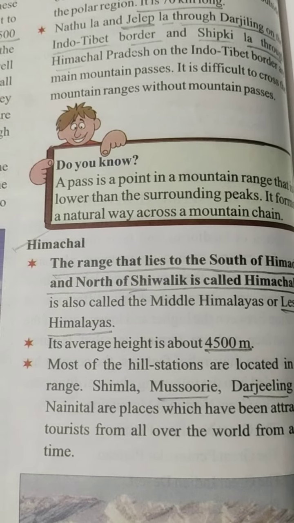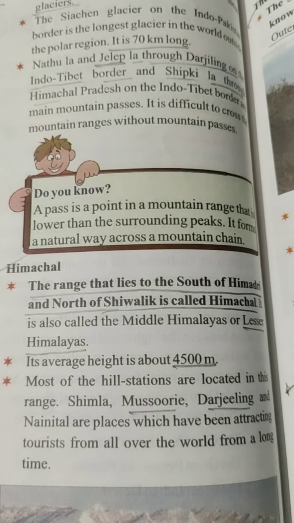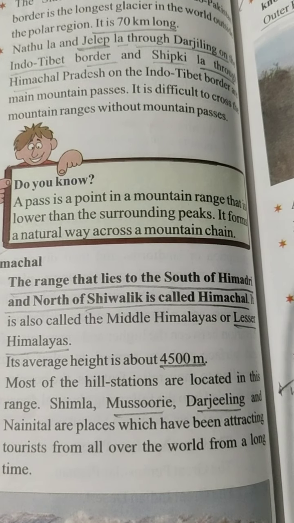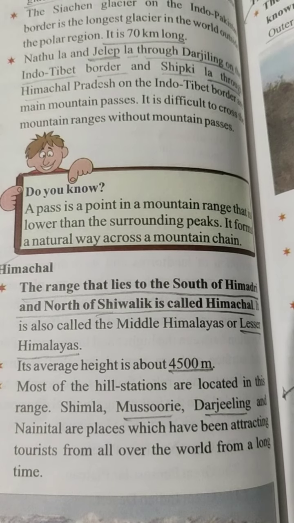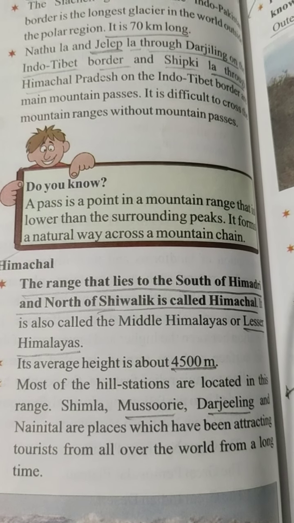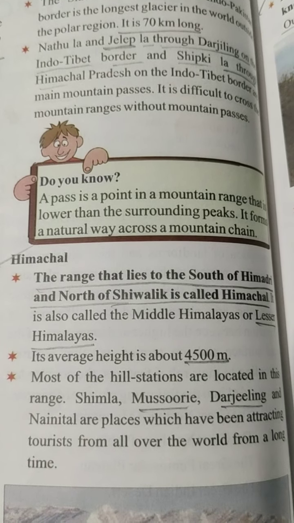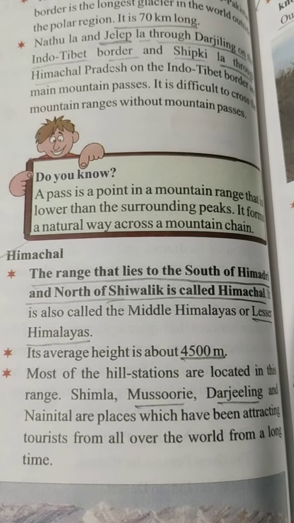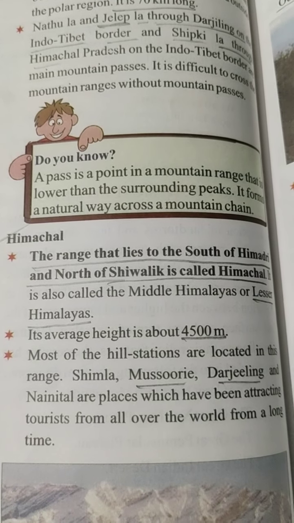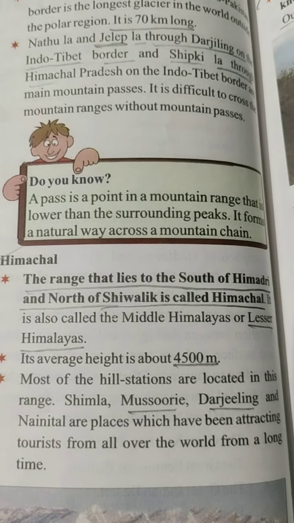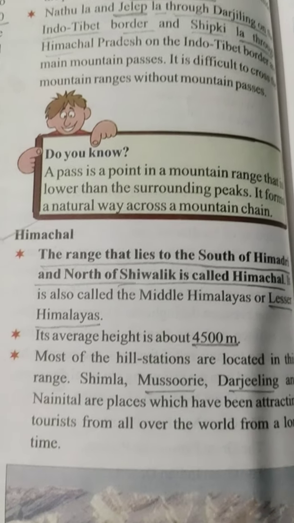Next we will discuss Himachal. The range that lies to the south of Himadri and north of Sivalik is called Himachal. Children, the range that lies to the south of Himadri and north of Sivalik is called Himachal. It is also called the Middle Himalayas or Lesser Himalayas.